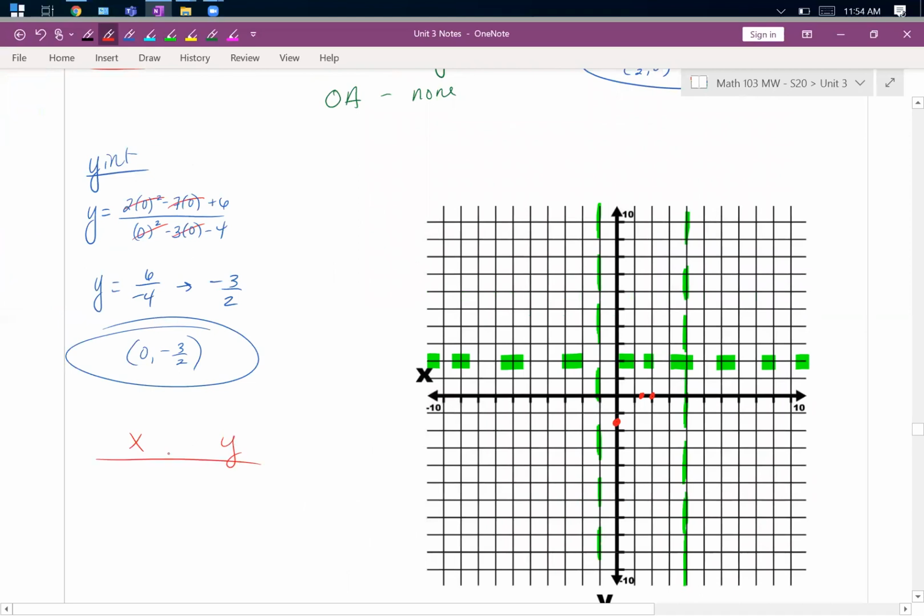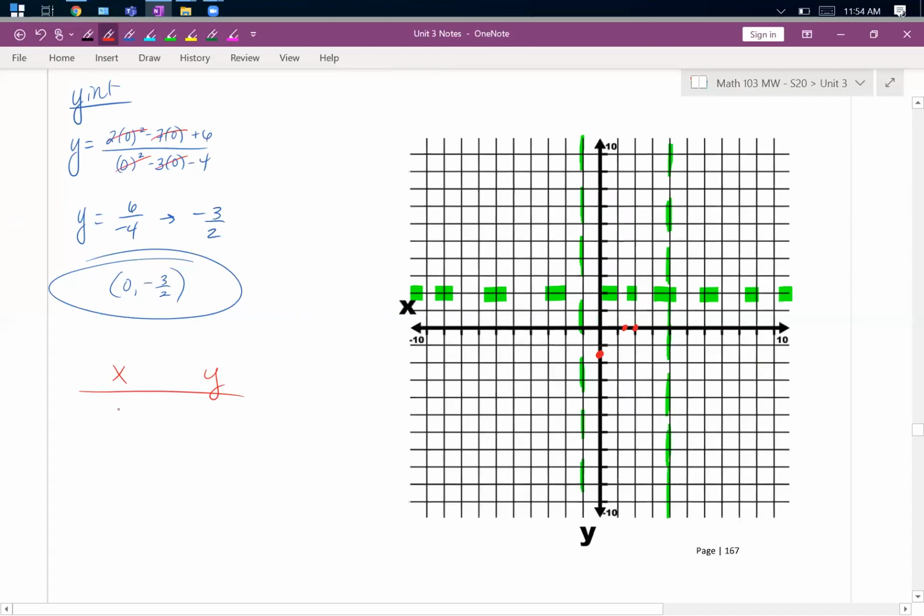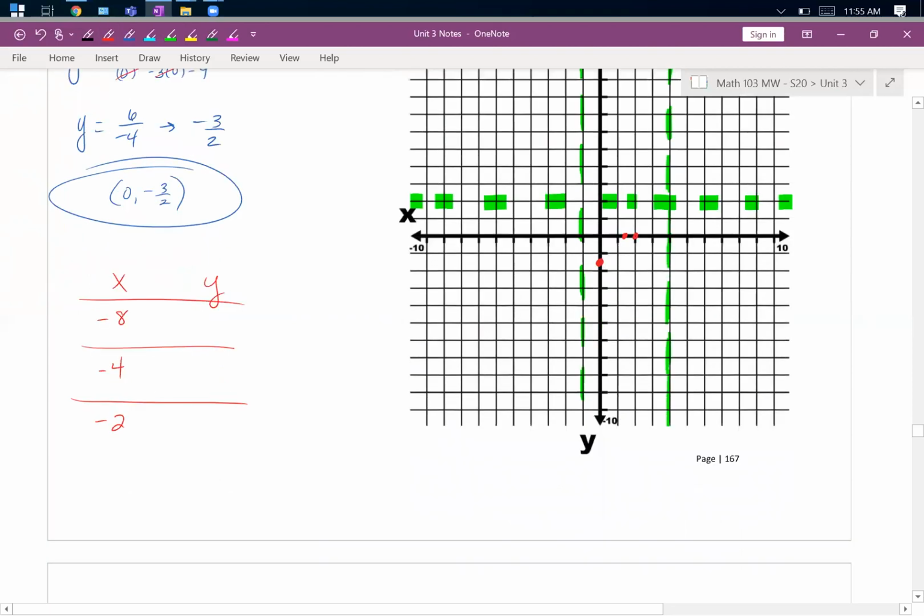So in that first region to the left of our first vertical asymptote, I'm going to pick the numbers -8, -4, and -2 because I need to get close to that vertical asymptote.